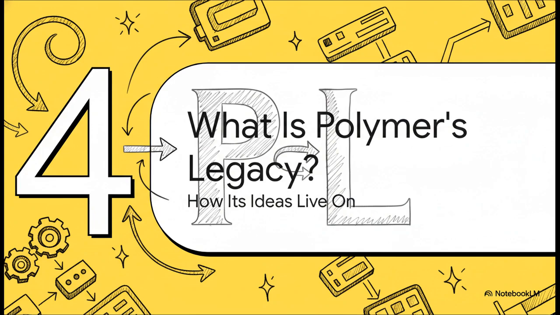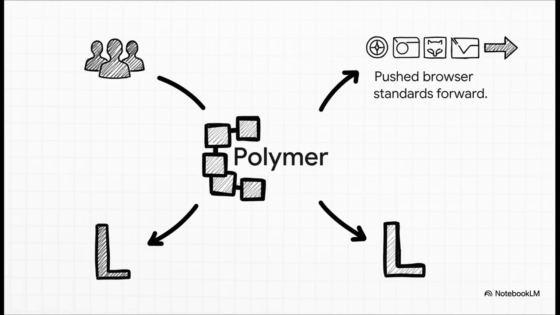Which brings us right back to our original question. If Polymer was basically replaced by Lit, does that mean it was a failure? Or did it leave behind something important? Let's break down its real impact. Polymer's influence is just undeniable. It took this big, abstract idea of web components and made it a real, practical tool that thousands of developers could actually use. By doing that, it pushed all the browser makers to get better at supporting these standards natively. But the most important thing? Its philosophy didn't just disappear, it evolved. Every lesson the team learned from Polymer was poured directly into its successor, Lit.